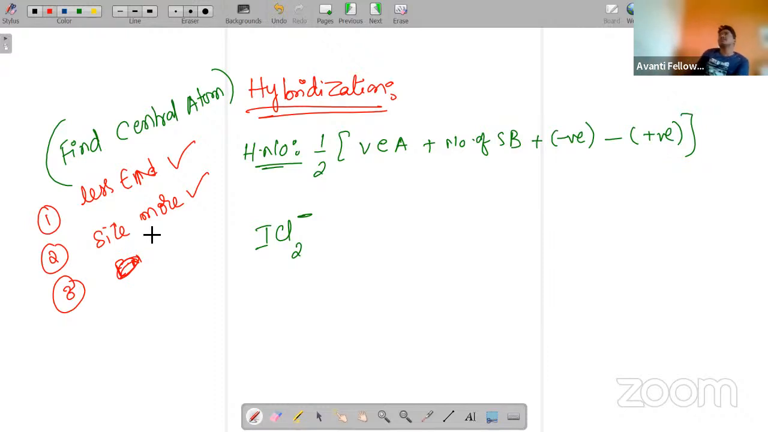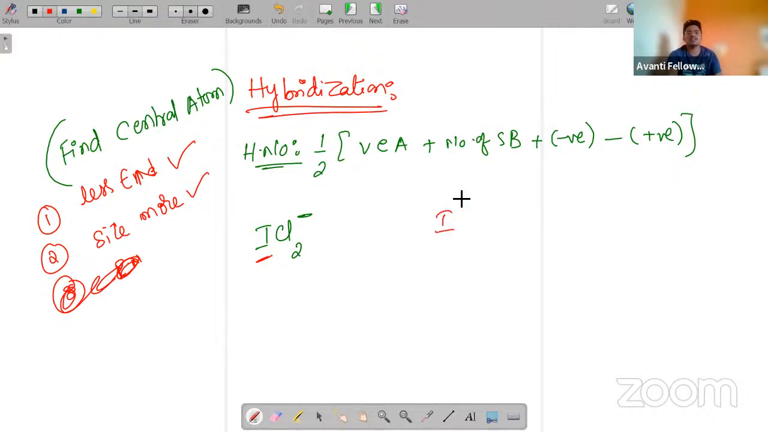So we can also say that it should be less electronegative and its size should be greater. These two factors are enough. Now iodine is bigger in size and less electronegative, so iodine will be the central element.